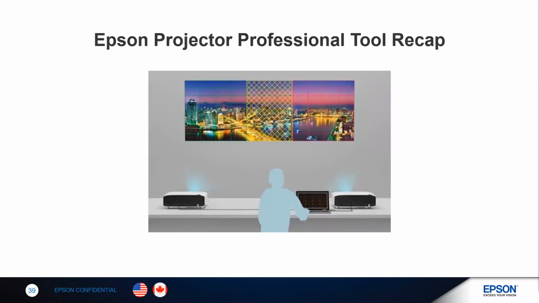Okay, so we saw how the Epson Projector Professional Tool could simplify things like lens control, geometric correction, and really simplify the edge blending, and then it'll do all the other heavy lifting in terms of screen matching and color calibration, and then we'll do a little fine tuning with our black level adjustments, and it also has the ability to scale as well.